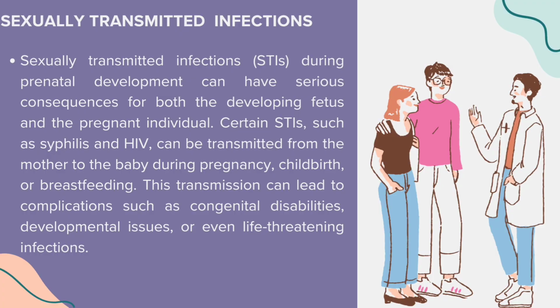STIs, or sexually transmitted infections, during prenatal development can have serious consequences for both the developing fetus and the pregnant individual. Certain STIs such as syphilis and HIV can be transmitted from the mother to the baby during pregnancy, childbirth, or breastfeeding. This transmission can lead to complications such as congenital disabilities, developmental issues, or even life-threatening infections.